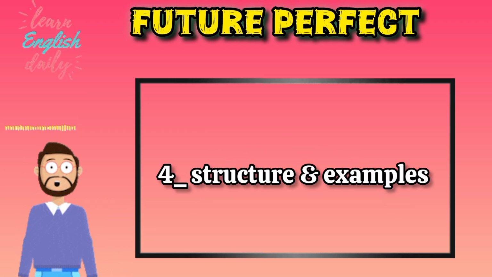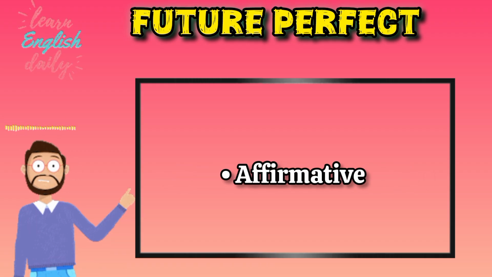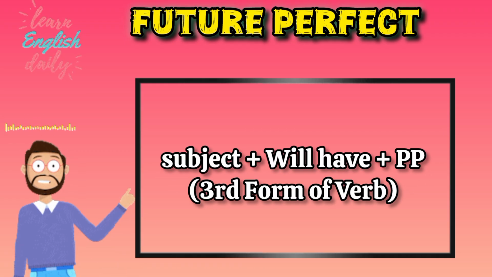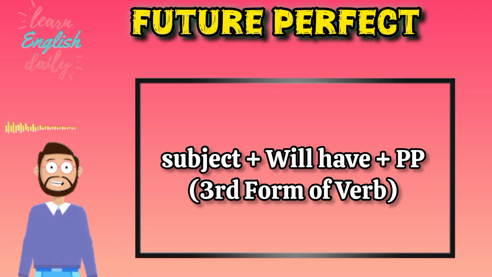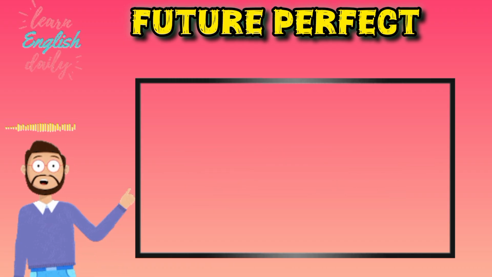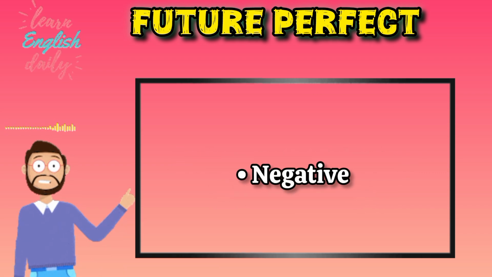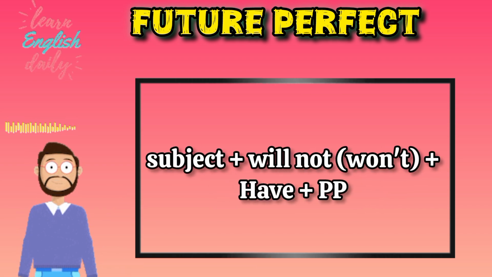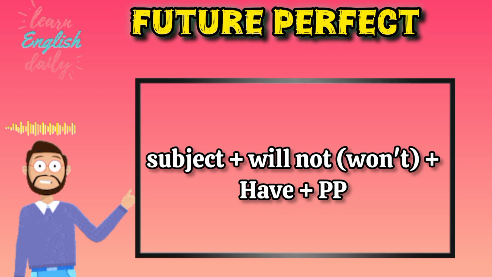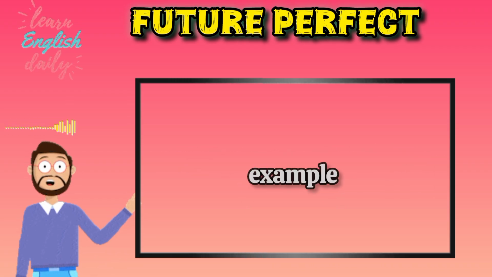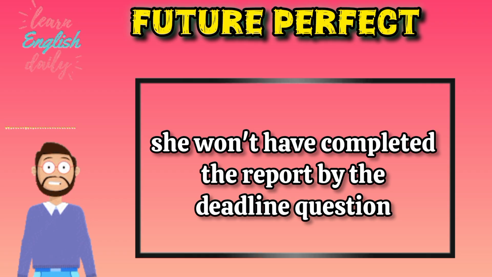4. Structure and examples. Affirmative. Subject plus will have plus past participle. Example. I will have finished my book by Sunday. Negative. Subject plus will not, won't, have plus past participle. Example. She won't have completed the report by the deadline.